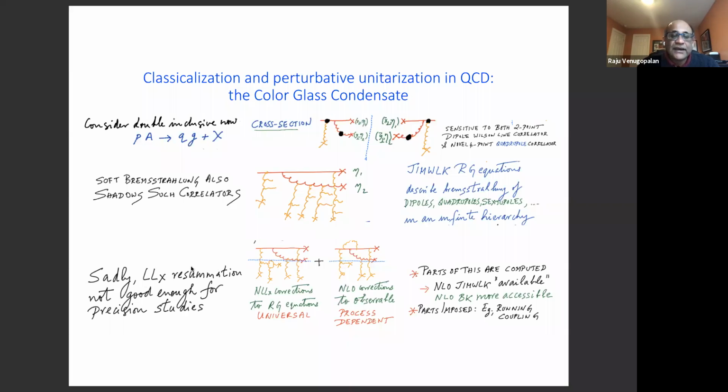Now, unfortunately, and this comes to Ayan's question, this leading log resummation is not good enough for precision studies. So there are 2 kinds of corrections. One is, if you have a separation in rapidity between the projectile and the target, this object is something sometimes called the impact factor in the literature, and this is the evolution. So there's a kind of OPE in rapidity between the projectile and the target.